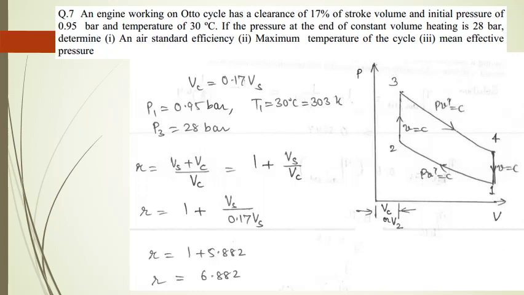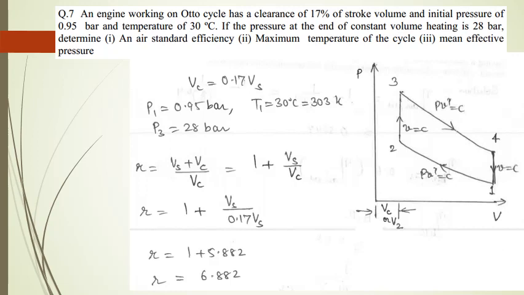and for each process the governing equation has been written on the PV diagram itself. Now as per the question given, Vc is equal to 0.17 of Vs, as it is given that clearance is 17% of the stroke volume. Now P1 is equal to 0.95 bar, T1 which is equal to 30 degrees Celsius is equal to 303 Kelvin, and P3 is equal to 28 bar, because it is written that the pressure at the end of constant volume heating is 28 bar, so it is nothing but P3.